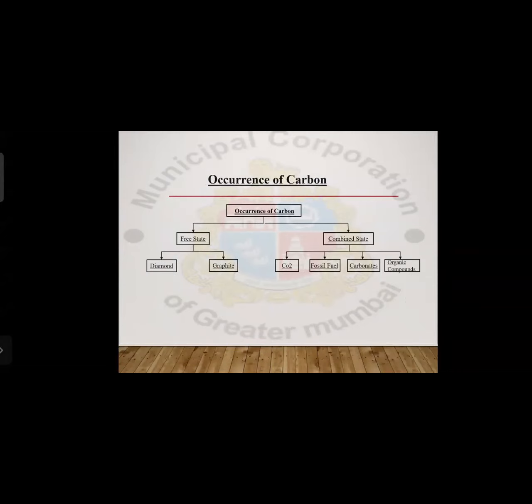Carbon occurs in two forms, free state and combined state. Free state: diamond, graphite, and fullerene. And combined state: carbon dioxide, fossil fuels, carbonates, and many organic compounds. When carbon and hydrogen combine with each other, they form many organic compounds. So this was about the occurrence of carbon in the activity form.